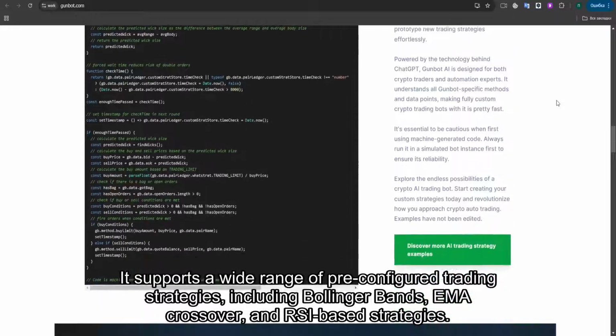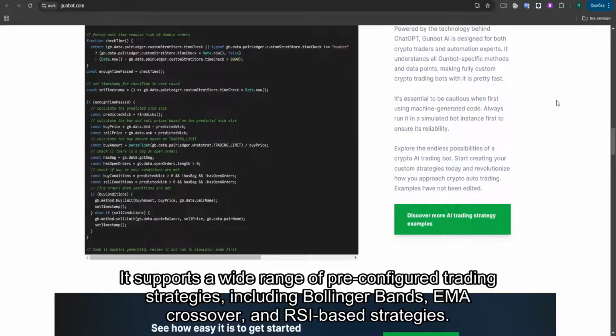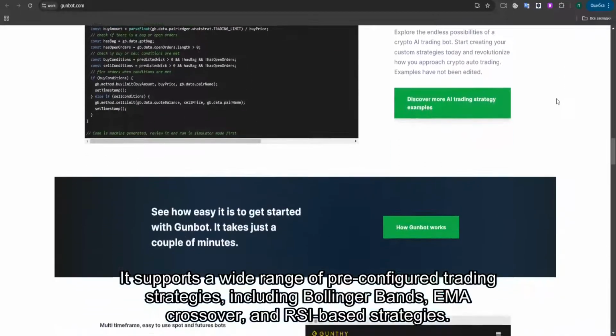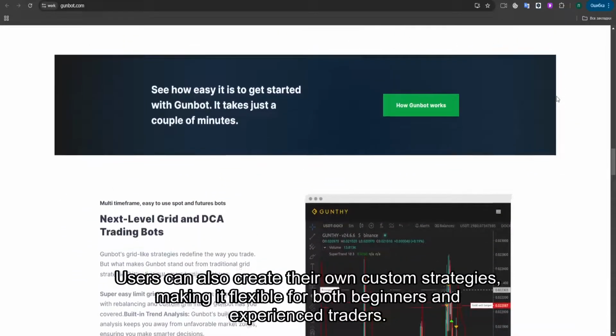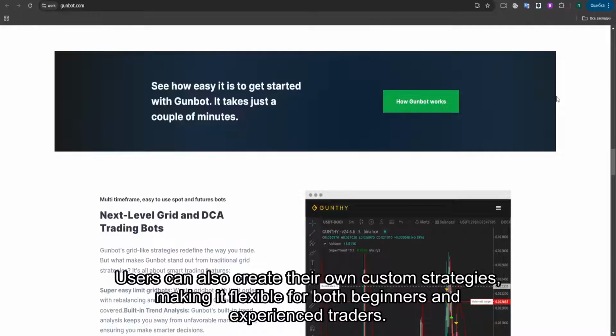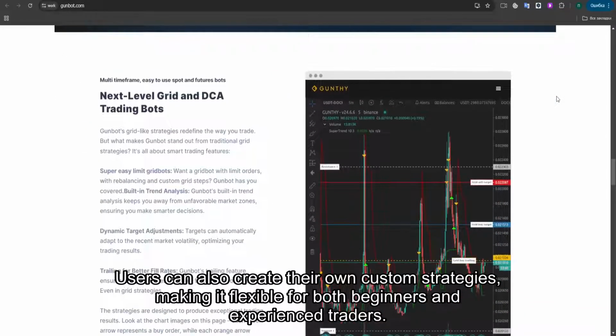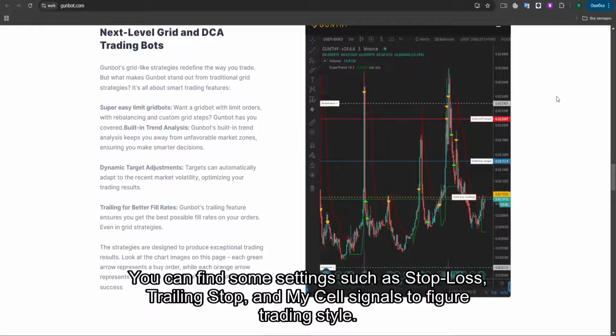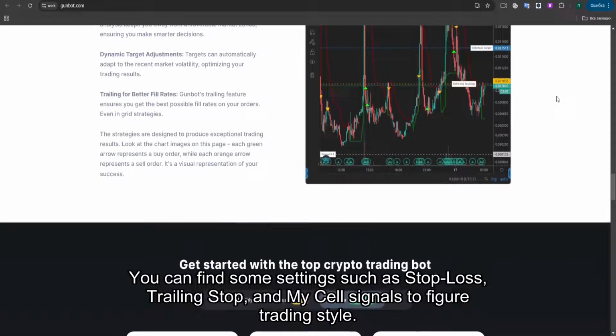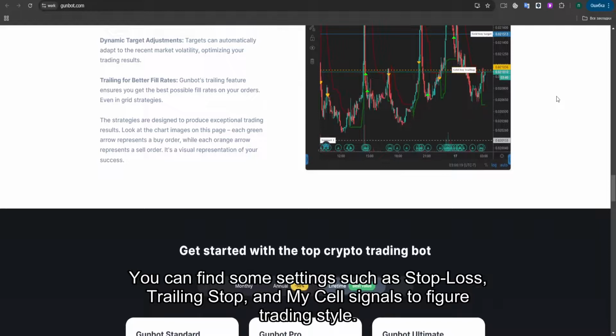One of the most important aspects of Gunbot is its strategy customization. It supports a wide range of pre-configured trading strategies, including Bollinger Bands, EMA crossover, and RSI-based strategies. Users can also create their own custom strategies, making it flexible for both beginners and experienced traders. You can fine-tune settings such as stop-loss, trailing stop, and buy-sell signals to fit your trading style.